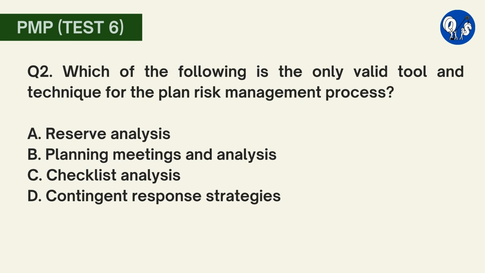Question number 2. Which of the following is the only valid tool and technique for the plan risk management process? A. Reserve analysis. B. Planning meetings and analysis. C. Checklist analysis. D. Contingent response strategies. Here option B is correct. Planning meetings and analysis is the only tool and technique defined for the plan risk management process. All the other answers refer to tools and techniques from other processes.